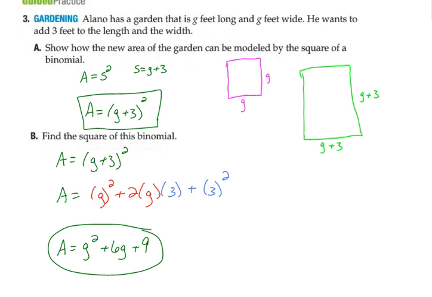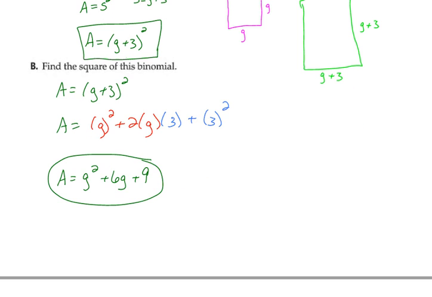Okay, I really like the vocab of this section. We have a garden that's G feet long and G feet wide, realizing that that actually is a square. They don't come out and say it, but if it's the same on each side, we know that we have a square. He wants to add 3 feet to the length and the width, so translating that over, now it's going to be G plus 3. But this is where I like the vocab. Show how the new area of the garden can be modeled by the square of a binomial. So again, here's our square, and here's our binomial. So understand that that vocab is dealing with the type of products that we are looking at in this section.